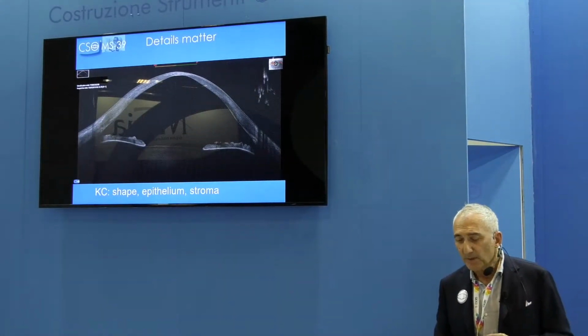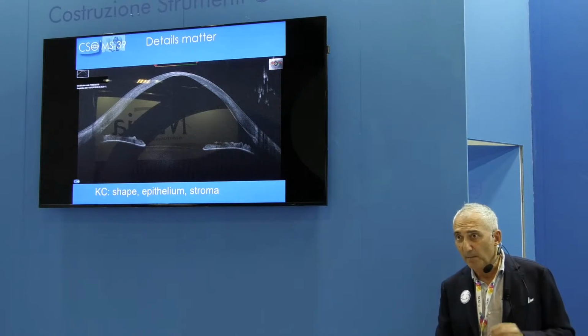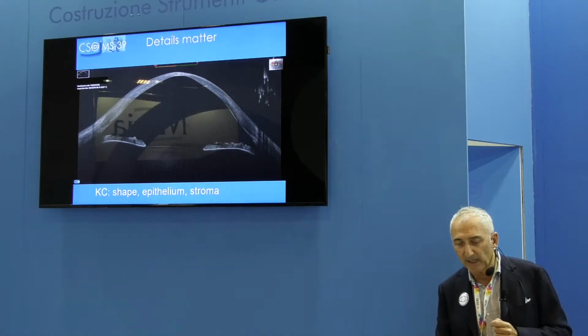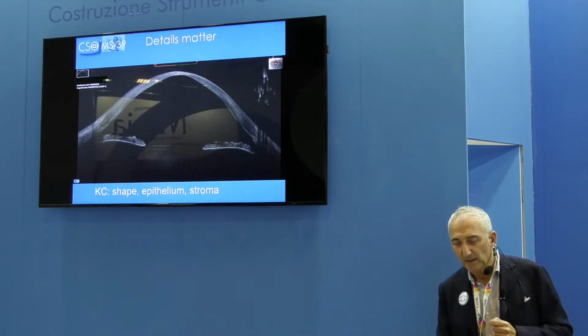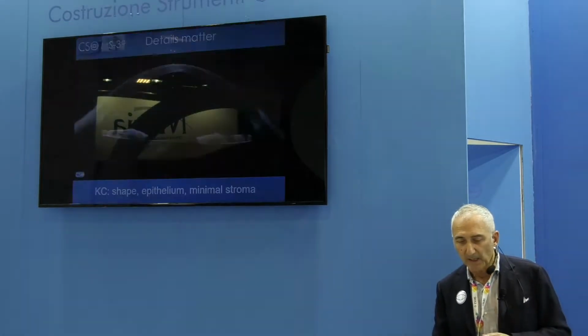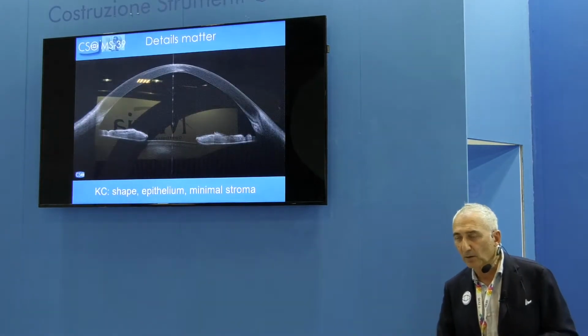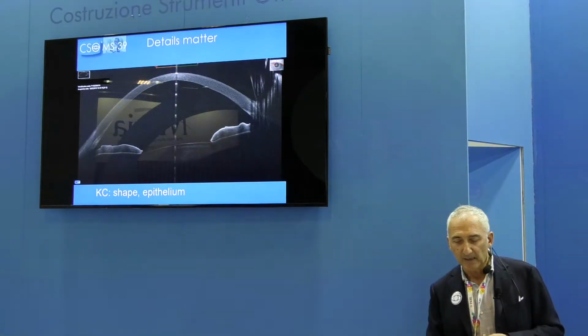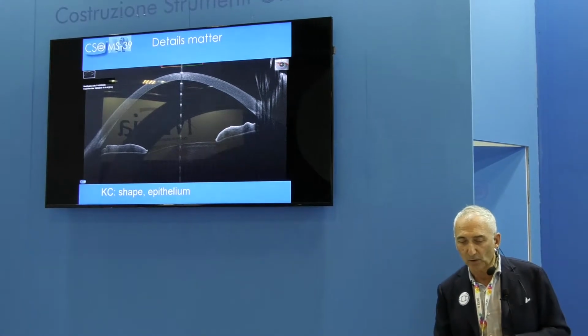Yes, with this precision we understand that details matter. And for example, in keratoconus you see how many details we can see about the stroma, about the epithelium, the inner aspect of the cornea. This is a much milder keratoconus case, and you see, besides the epithelium being modified, we have a little stromal opacity, and this is a more common case of keratoconus.